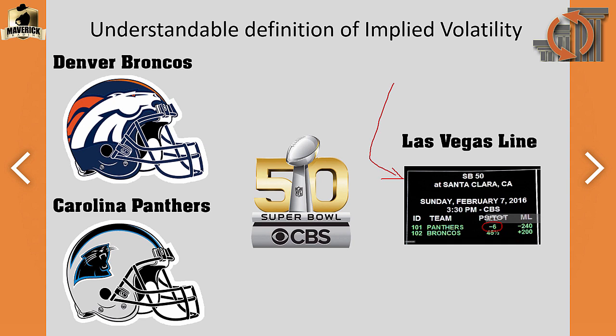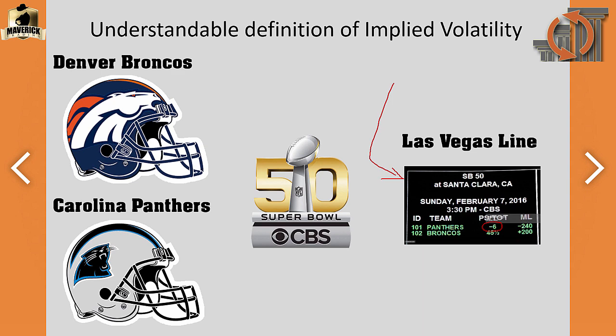Let's now talk about implied volatility, because implied volatility is not based on what has happened. Implied volatility is based on what could and what expectations could happen in the future. So as I said, when the game was finally started, the line on the game was the Panthers by 5. And you can see here, it's the Panthers by 6.